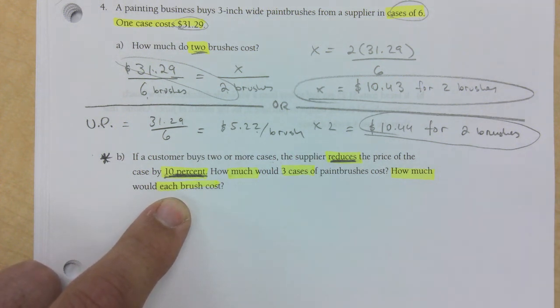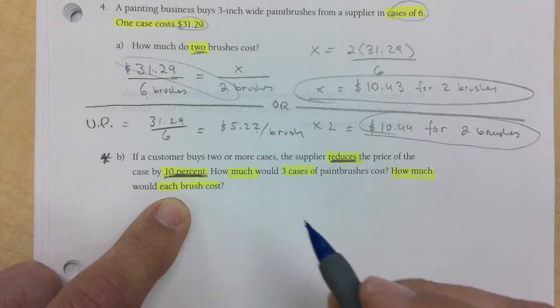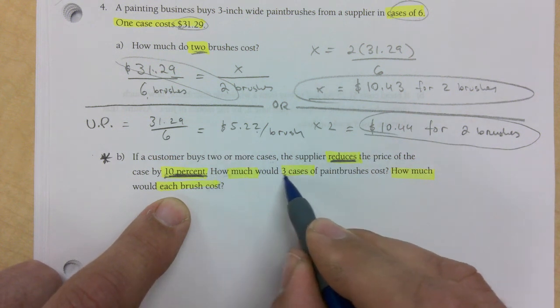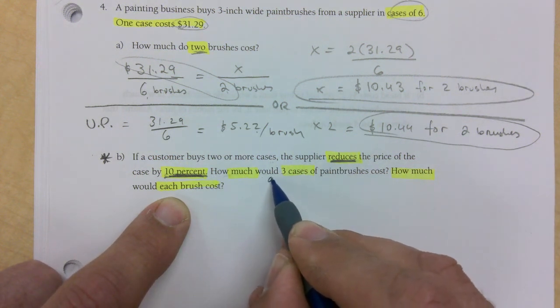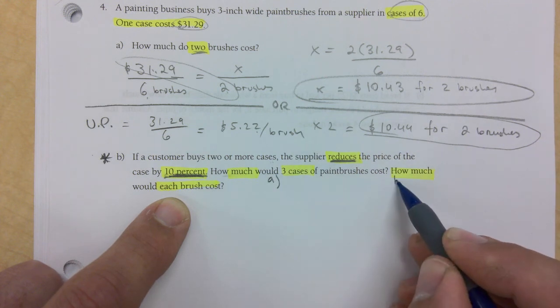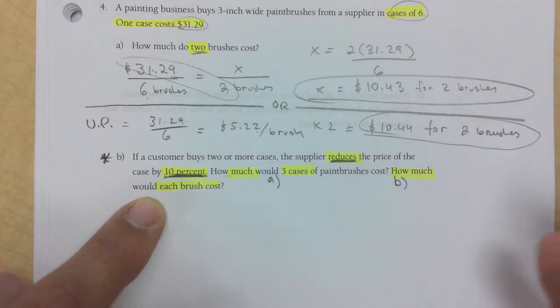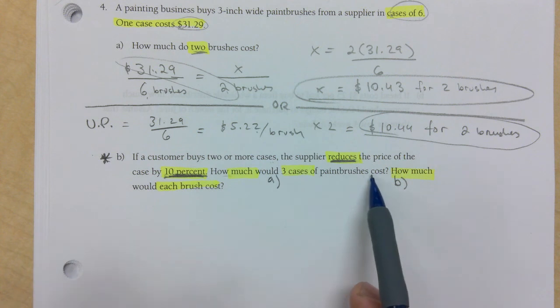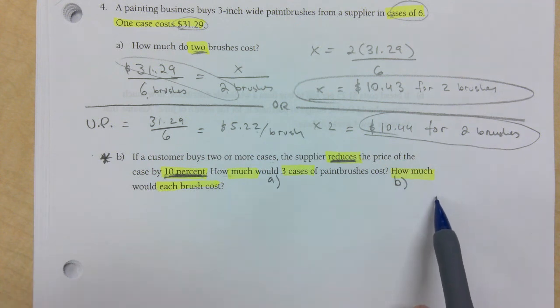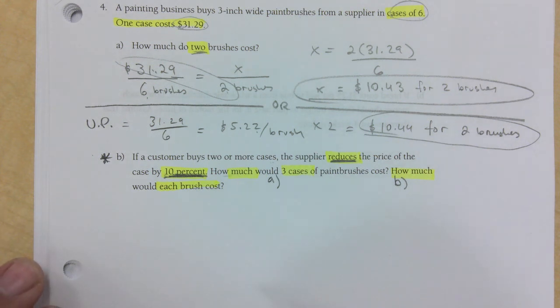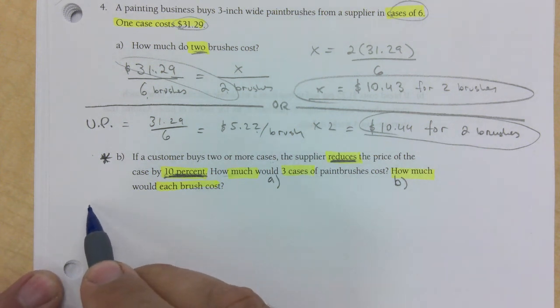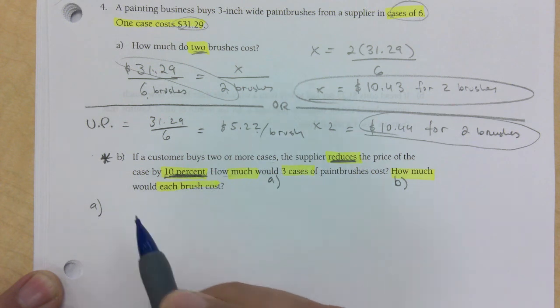There are various ways of doing that, but how about this? We're going to call this one right here A, and this is going to be our B question. So we can separate how much for 3 cases and how much for each brush. We're going to separate that. Okay, so we're going to answer A here.